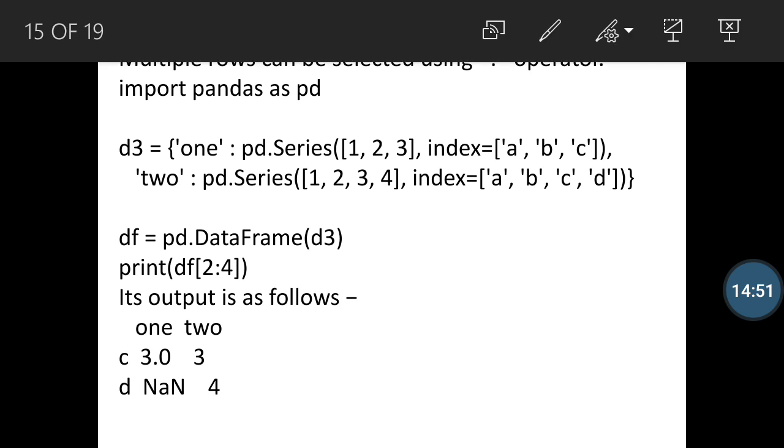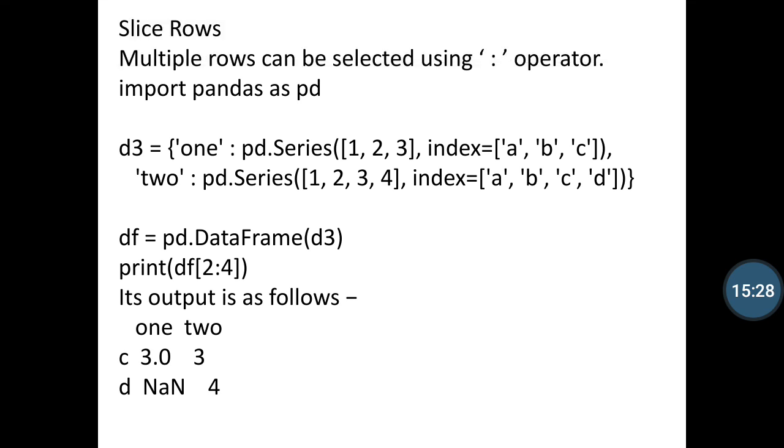df[2:4] means the rows from position 2 to 4 are defined in your output. You can notice that the index values C and D are in your output with values 3.0 and 3, and NaN, because column one does not have the fourth value, so NaN is defined. Column two has a value 4 at index D, so you can notice that rows 2 colon 4 are defined in your output.